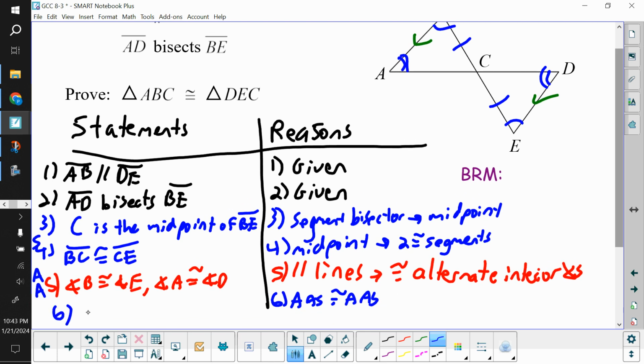And our statement is just what we wanted to prove. Triangle ABC is congruent to triangle DEC. And remember, we're skipping the basic rigid motions in this unit. We did a bunch of them last unit, so the hope would be that you are still good with those.